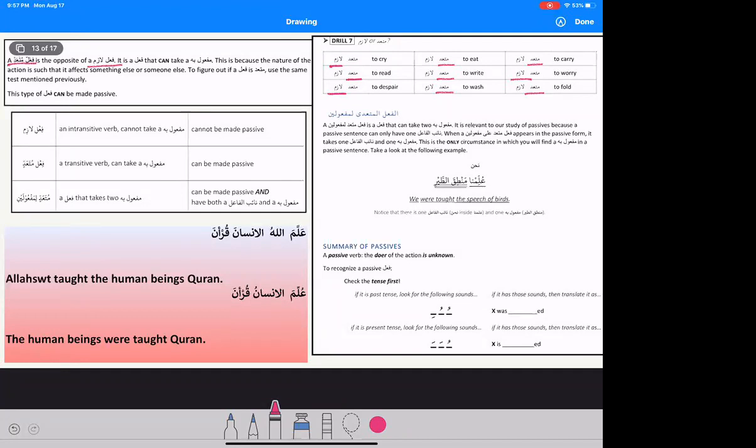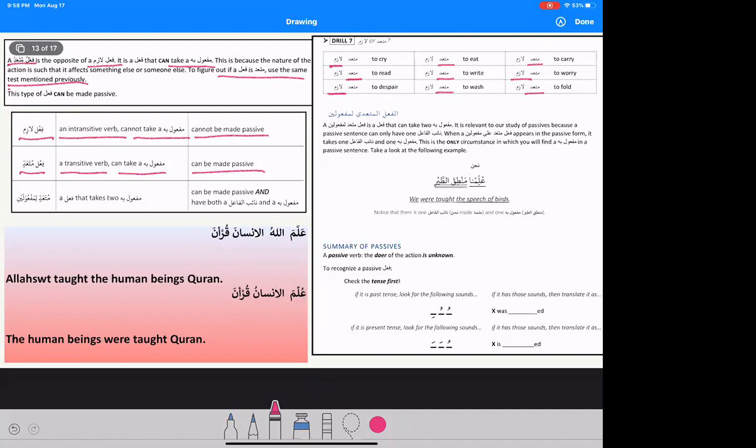Okay, so basically this is what we are learning about here. It is a fail that can take a mafulun bihi, because the nature of the action is such that it affects something else or someone else. To figure out if the fail is mutaddi, use the same test mentioned previously. Fail lazim, an intransitive verb, cannot take mafulun bihi and cannot be made passive. Fail mutaddi, a transitive verb, can take mafulun bihi and can be made passive.